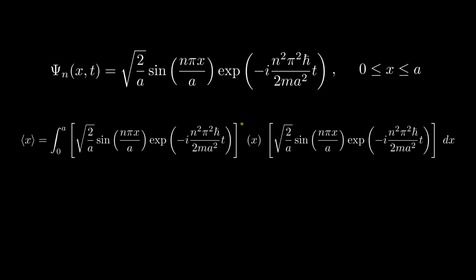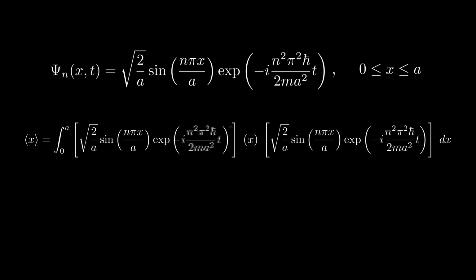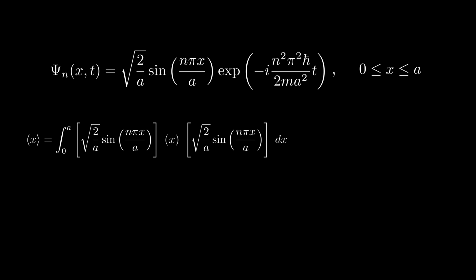The complex conjugate of this wave function does not affect the real part, which is the square root of 2 over a multiplied by the sine term. However, it does act on the exponential factor. Specifically, it changes the sign of the imaginary unit i in the exponential part. When psi star is multiplied by psi, the exponential factors cancel out, leaving only 1. As a result, the time-dependent part of the wave function has no effect on this calculation.